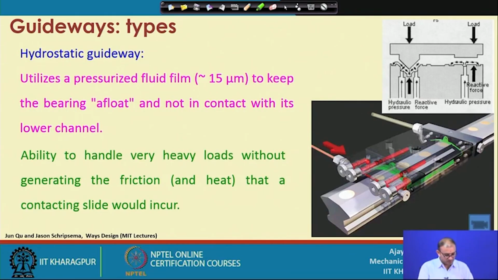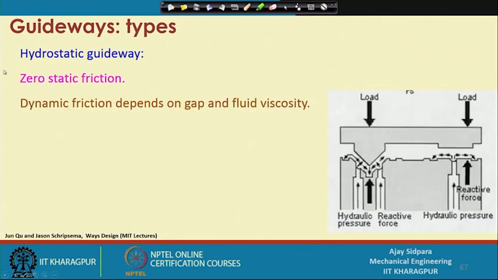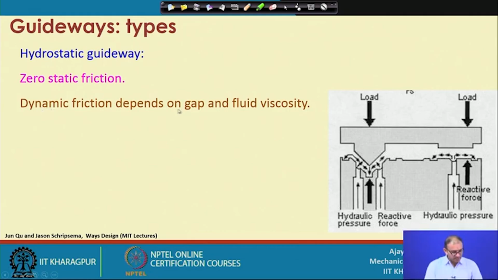So, what are the advantages of this hydrostatic guideway? It has zero static friction, so we are not getting any resistance to the motion. Dynamic friction depends on the gap and the fluid viscosity, because if the fluid viscosity is very high then you get more friction. But still that friction is much less than that of mechanical contact type surfaces.